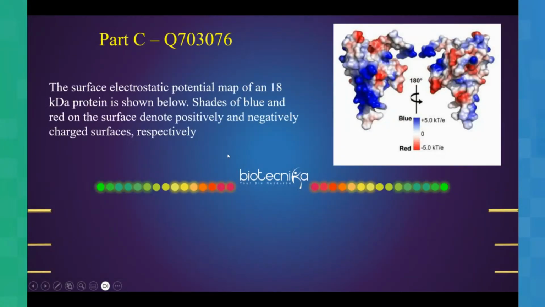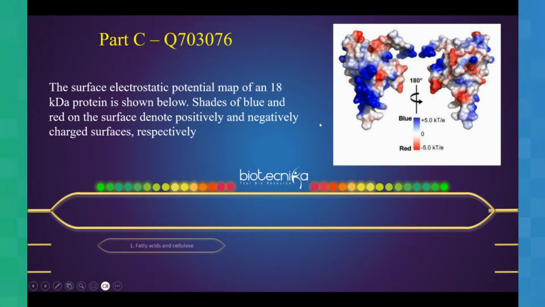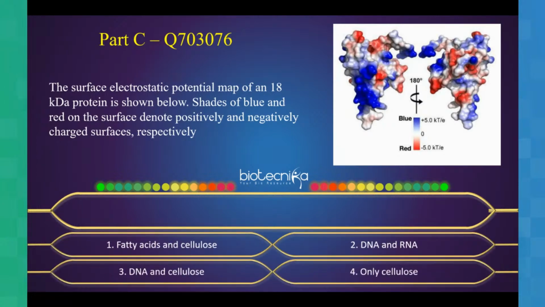Okay. And the last question of the evening was regarding an electrostatic potential map of an 18 kilodalton protein. In this one, they have shown the protein from two different angles. So this is the front view and this is probably the back view. We can see most of this is blue in color, right? So what does blue color denote? Blue color denotes positively charged residues, whereas red color denotes negative charge, which means that this protein is majorly built of positively charged residues on the surface, right?